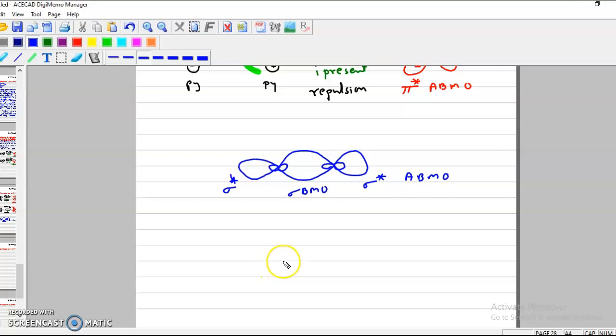If you want to show pi orbitals at the same time, this is the sigma orbital and the pi orbitals would be like this. This is pi BMO and these two are pi star ABMO. So here pi BMO and pi star ABMO. This way we can show pi star and sigma star orbitals simultaneously.